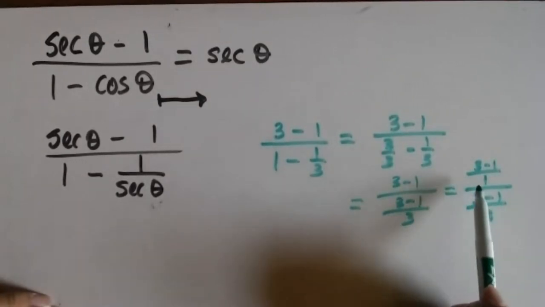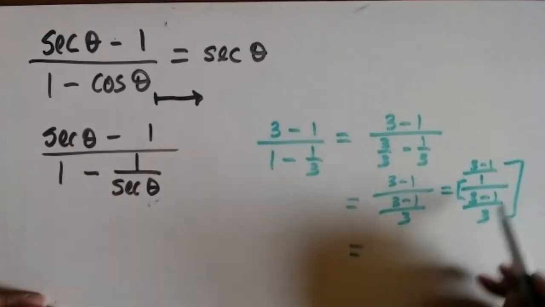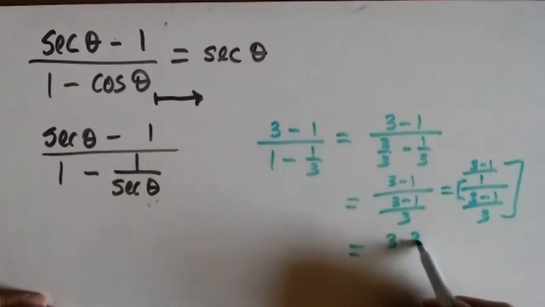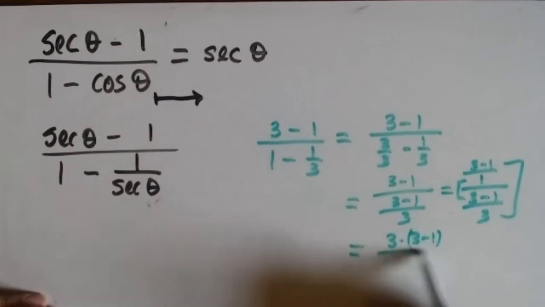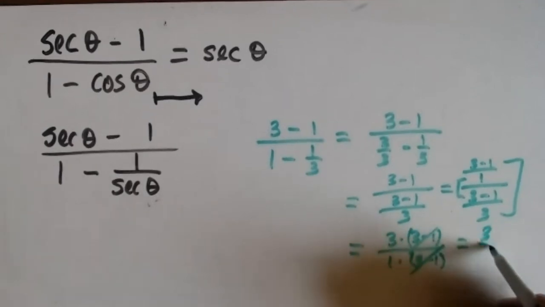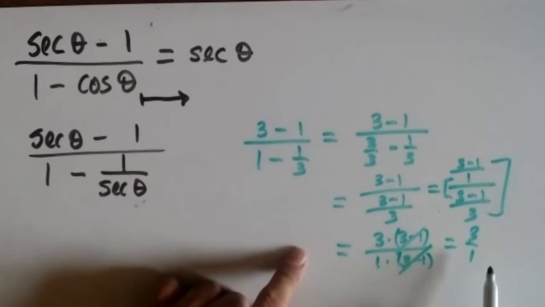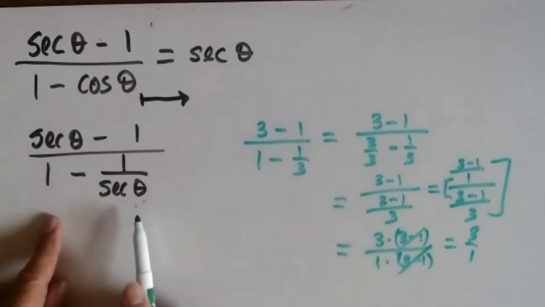So now you have a fraction divided by a fraction, so what you have to do is the sandwich rule. I have 3 times 3 minus 1 over 1 times 3 minus 1, correct? And then 3 minus 1 is the same thing. I simplify, and then get 3 over 1. So everybody's catching what I did here in fractions? Because you are going to do exactly the same here.